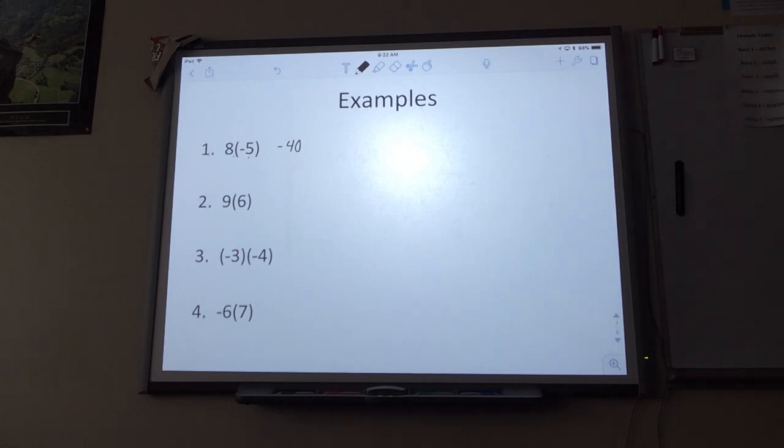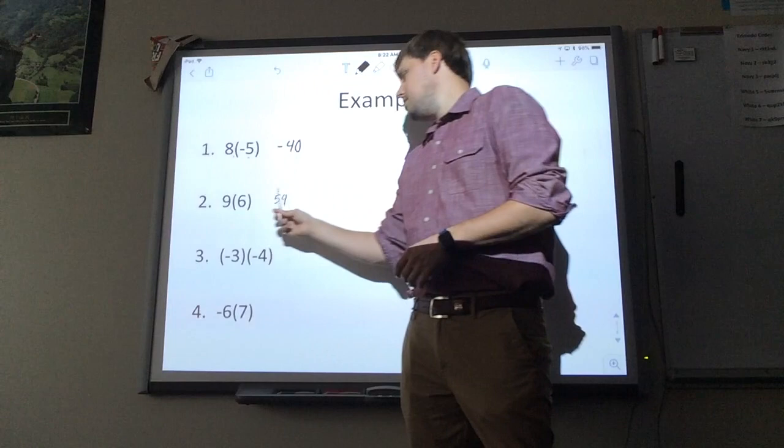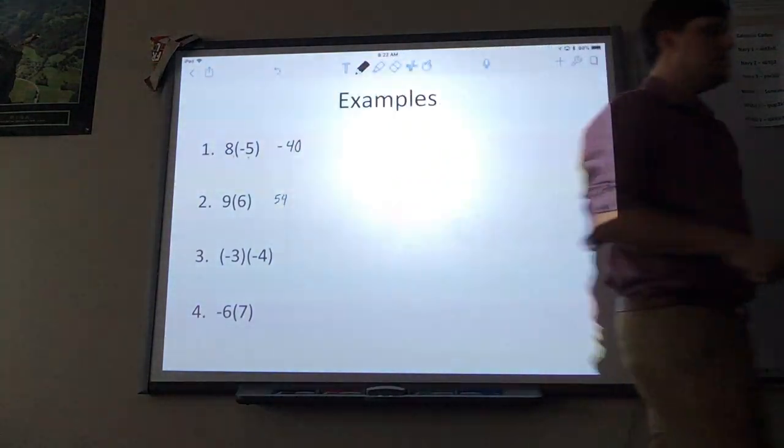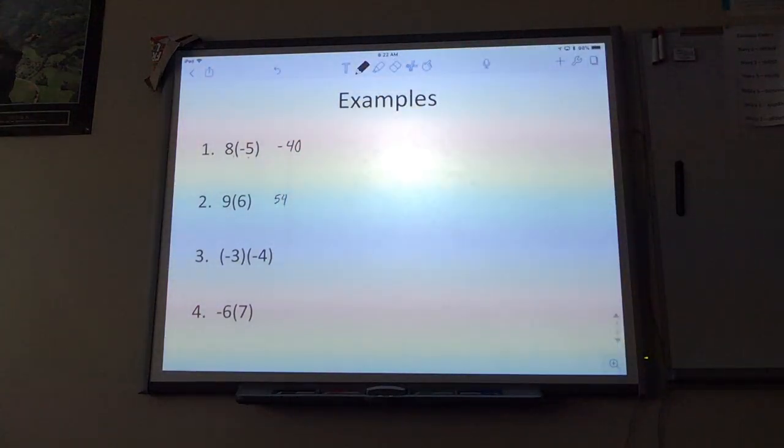Okay? 9 times 6. What is that? 54. Remember, 9 times anything will end up being something that adds up to 9. 5 plus 4 is 9. Negative 3 times negative 4. Those negatives pair up and cancel each other out, so we get a positive 12. Negative 42. And the last one is a negative because there's nothing to cancel out, and then 42.